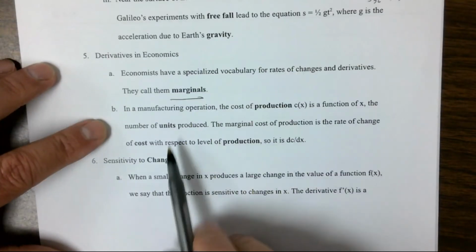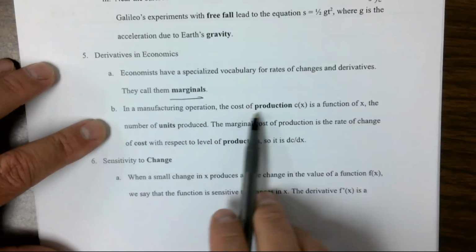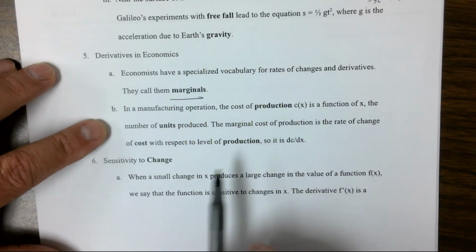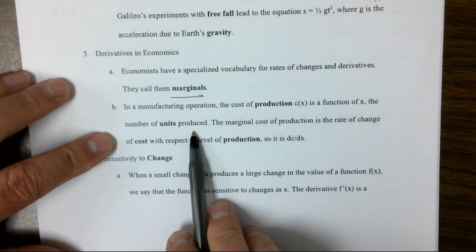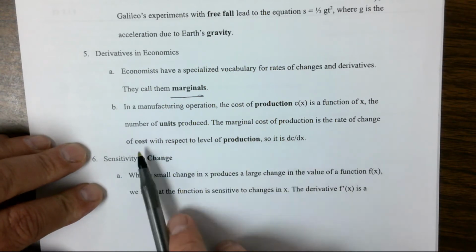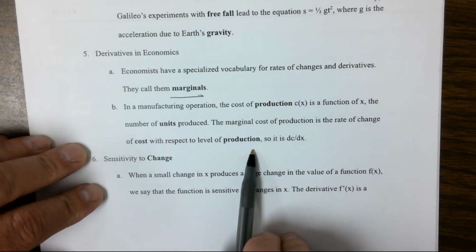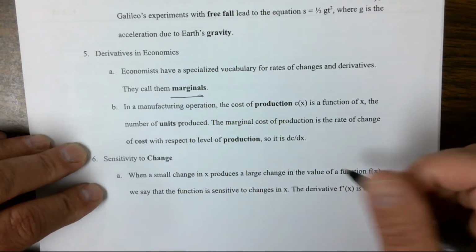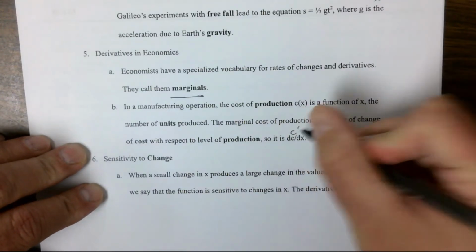In a manufacturing operation, the cost of production, C of x, is a function of x, the number produced. The marginal cost is the rate of change of cost with respect to production. So that's dC/dx, or you could say C prime.